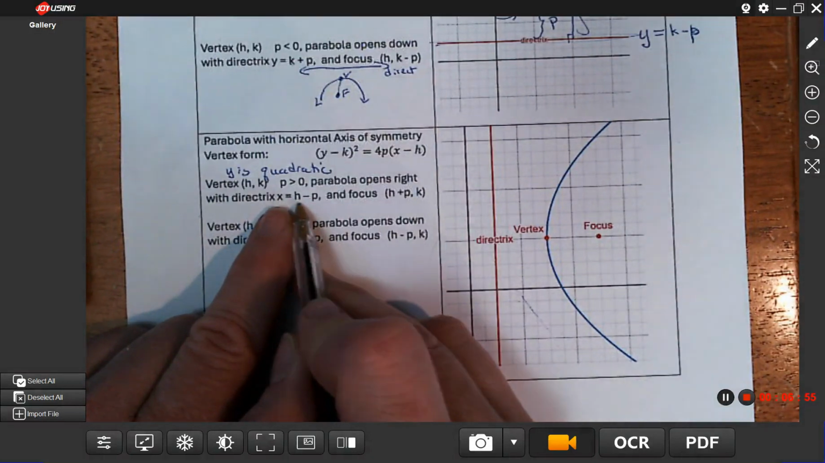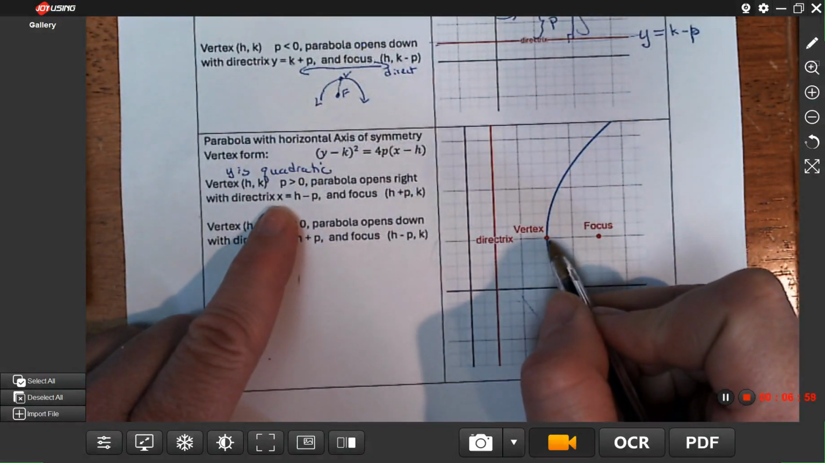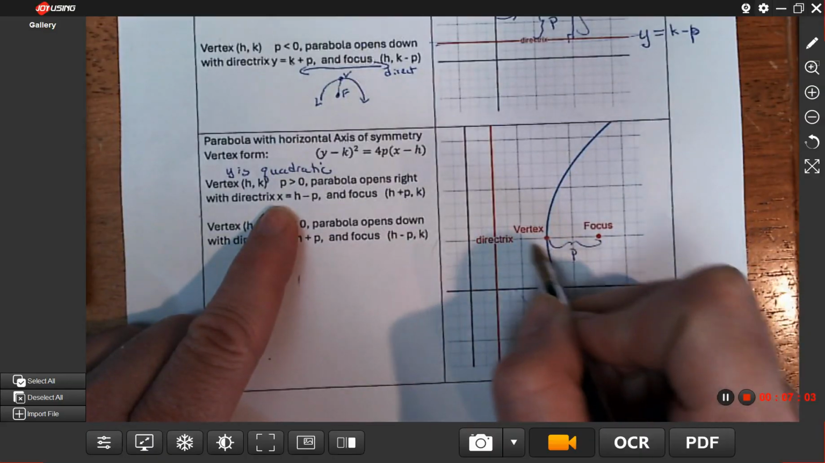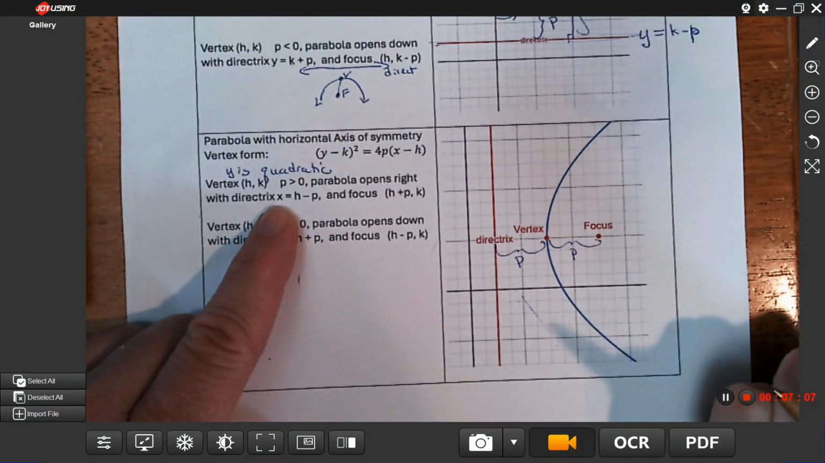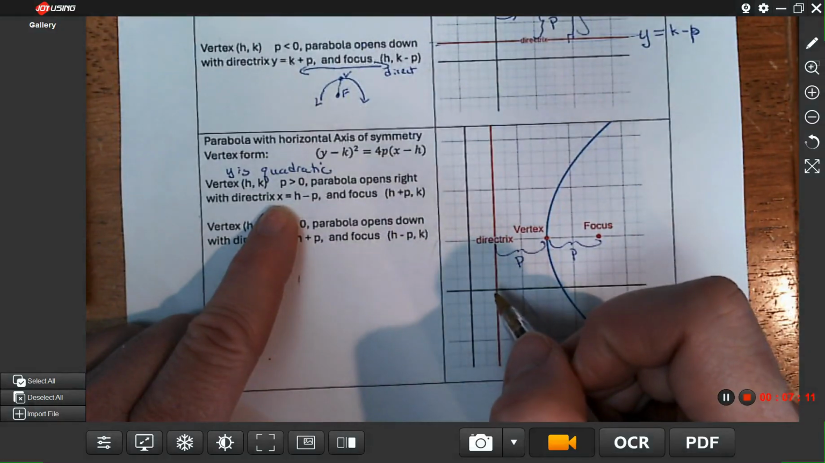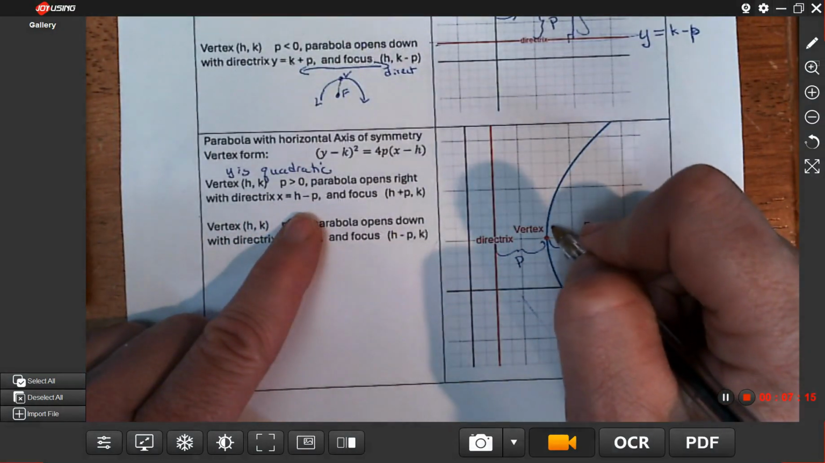So the directrix is this equation, focus is that. So let's look over here. So p is the distance between the vertex and the focus, also the same as the distance between the directrix and the vertex, perpendicular. And how do we find these other values?